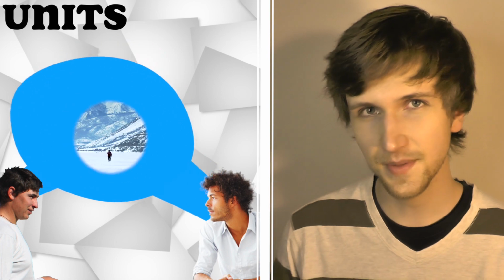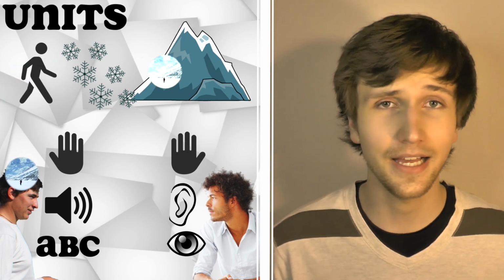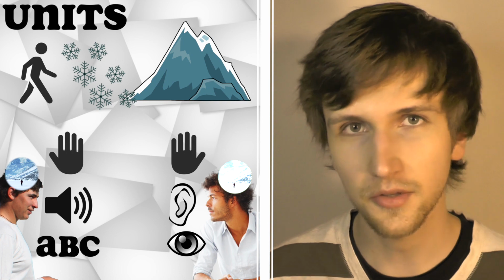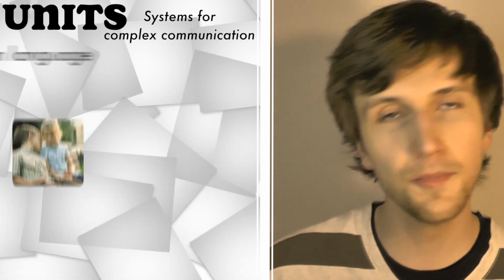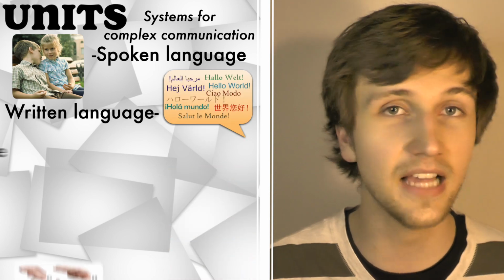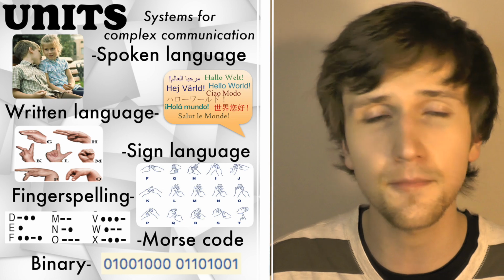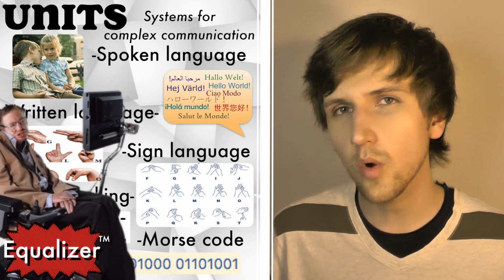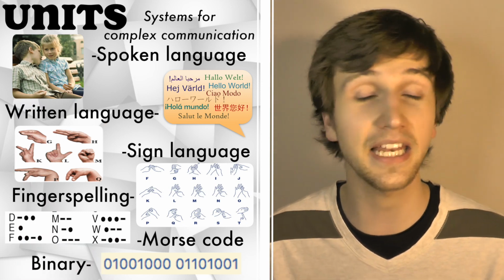That information has to be converted into a medium that can somehow be expressed and received by our bodies, and we've actually utilized many of our options. Capitalizing on useful senses, movement, and critical thinking, we've created numerous systems for complex communication, from spoken language to written language, sign language, fingerspelling, Morse code, binary, and even creating programs like Equalizer that give Stephen Hawking a voice. All of these work by forming units, making them technically capable of expressing almost any language.